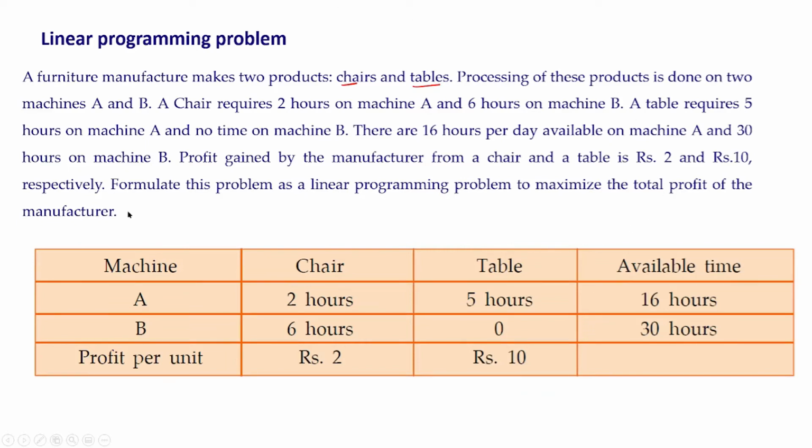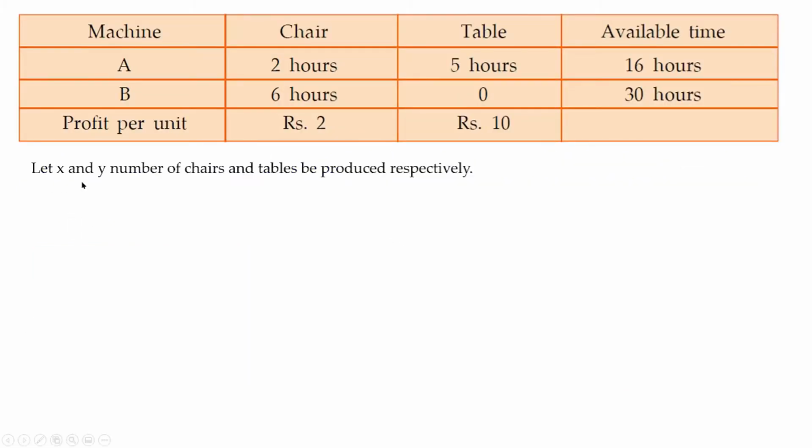So here if we see this problem, now this problem has an objective. The objective or the aim is to maximize the total profit of the manufacturer. So we have to find the number of chairs and tables that the manufacturer should make so that the profit will be maximized. So that is the objective function, and finding the number of chairs and tables is nothing but the decision variable. So let x and y number of chairs and tables be produced respectively. So here x and y represent the decision variables.